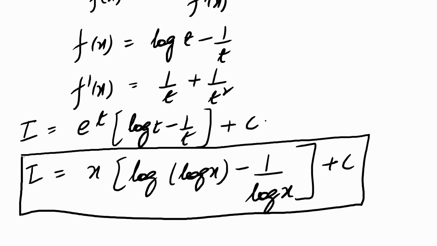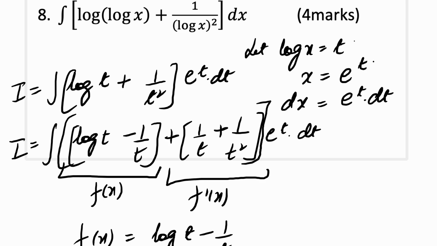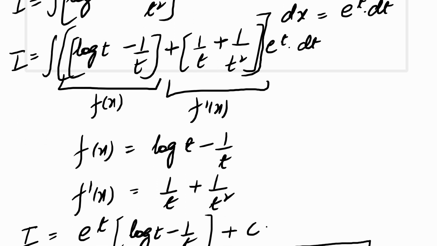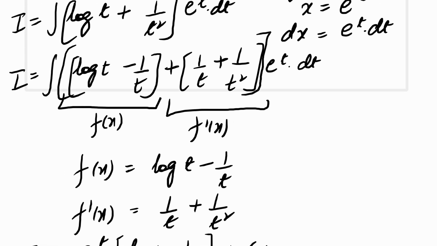Okay, I think you should see it again. First we took log x is equal to t, then we substituted x is equal to e to the power t, dx is e to the power t dt. Then we subtracted and added minus 1 by t, and then we used the formula integral of e to the power x times f x plus f dash x is equal to e to the power x f x. Okay, now let's move on to the next question.